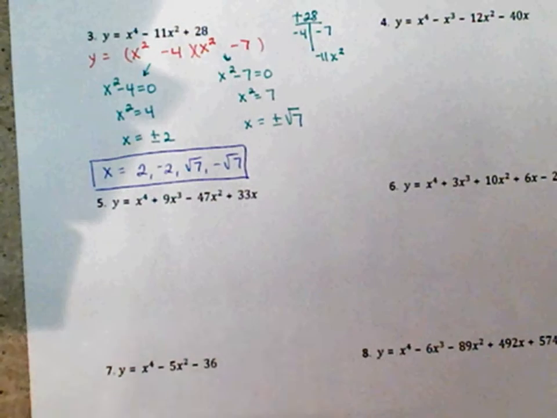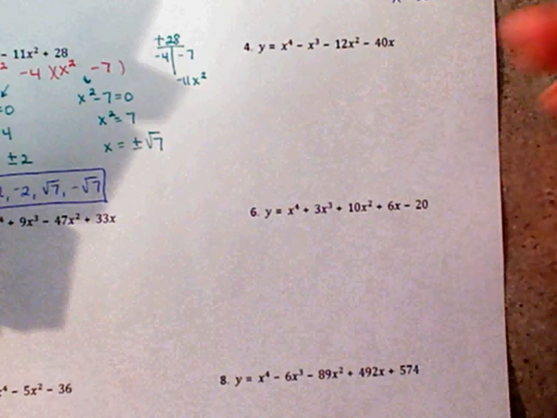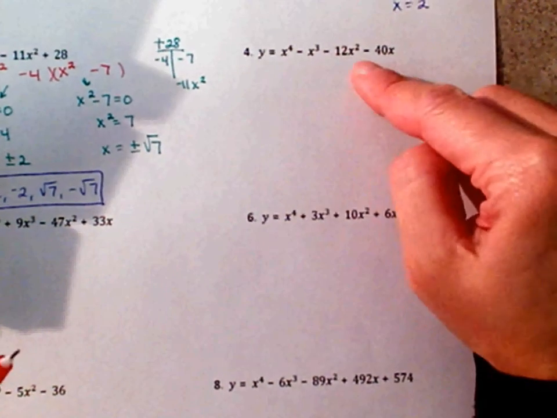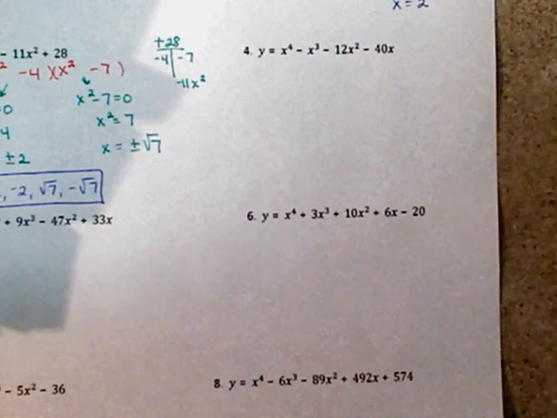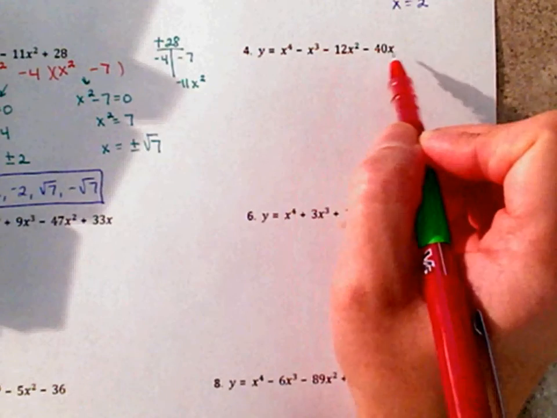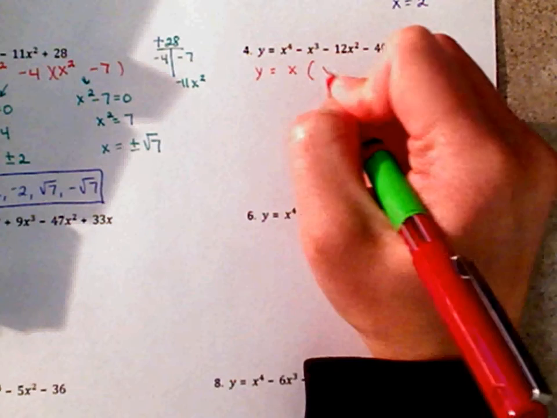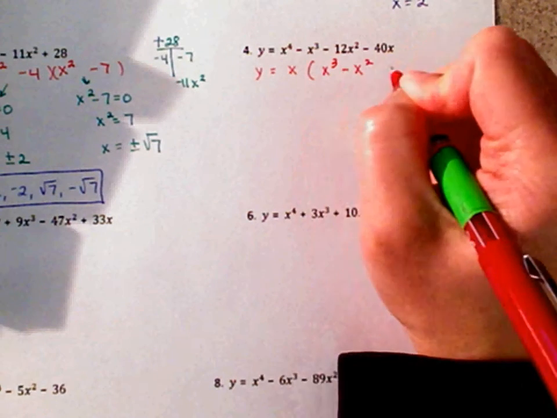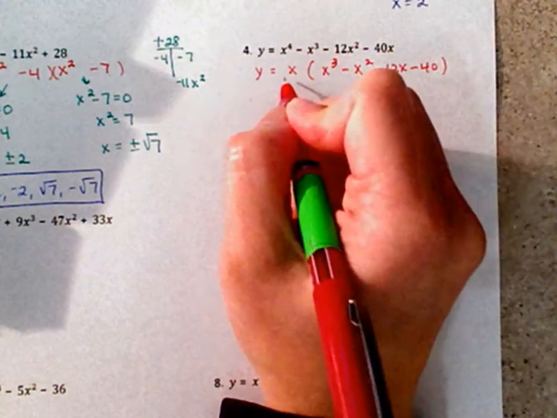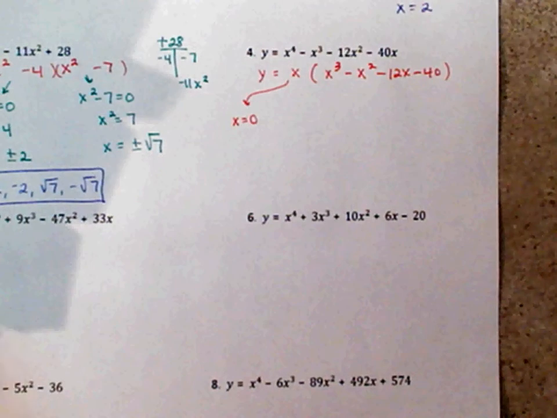Number 4. Alrighty? You have different ways to do it. You can do grouping, or if I look at grouping, I don't think it's going to work. Okay? However, look straight across. What do they all have in common? You have an x in common. So I'm going to factor out an x. Then you have x cubed minus x squared minus 12x minus 40. Okay? This x right here, I'm going to set it equal to 0. That's going to be one of my solutions right there.